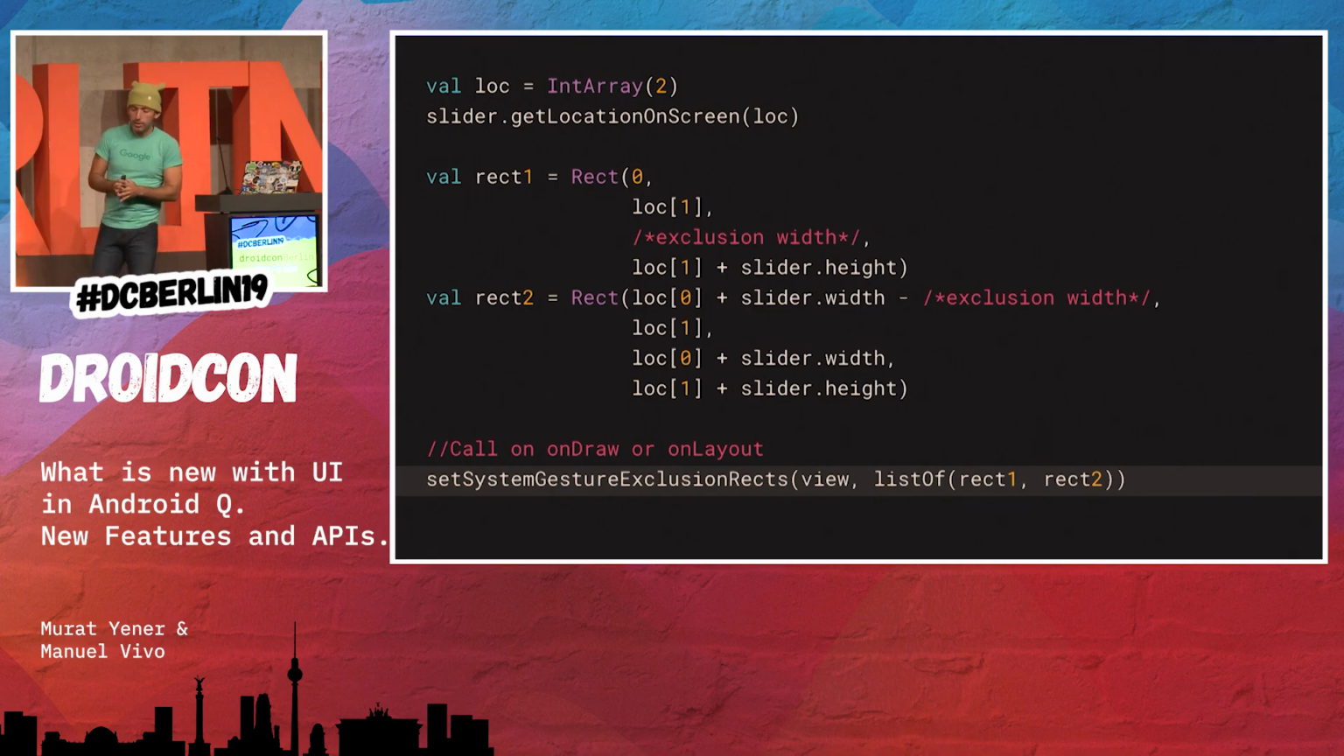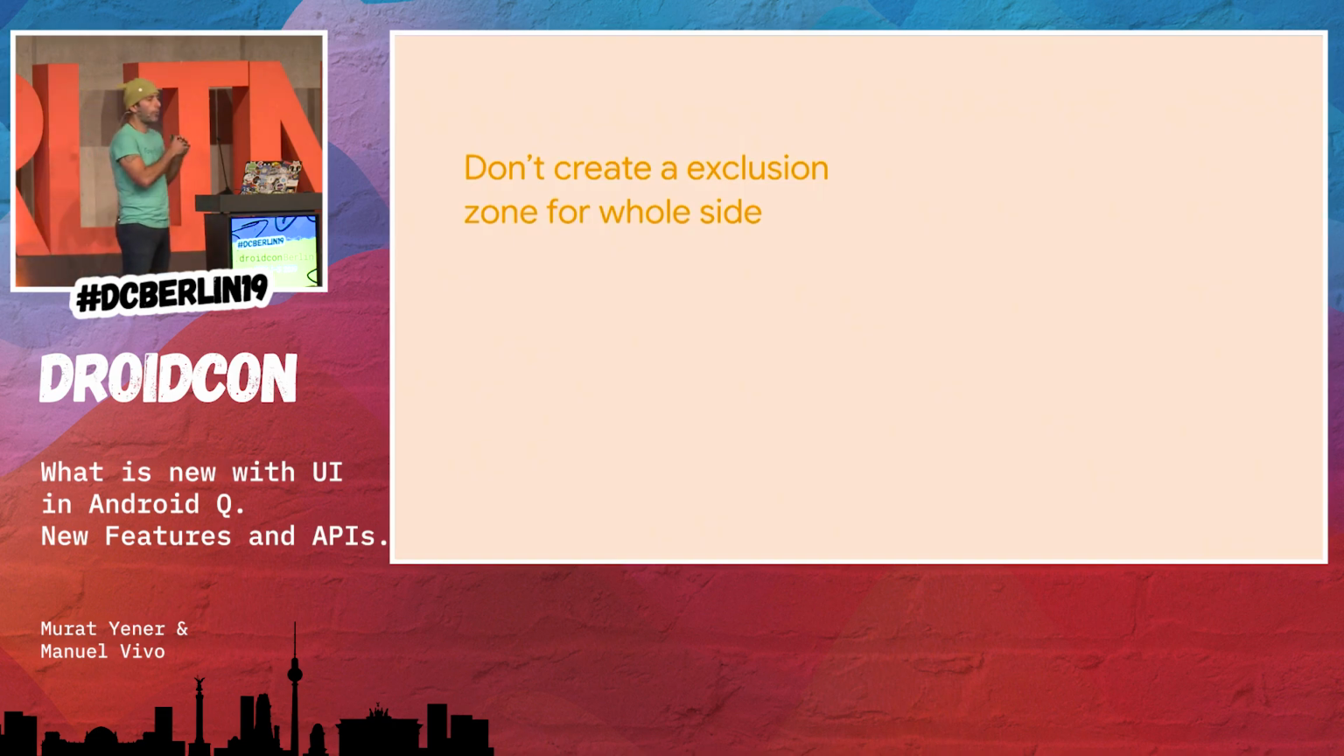There is something I need to warn you about this API. We don't want users to opt out of the full edge. So if you try to pass a rectangle which basically covers the whole edge, we will only create a gesture exclusion zone for the bottom 200 dips. So try to keep the rectangles as small as possible, which makes sense for the user.